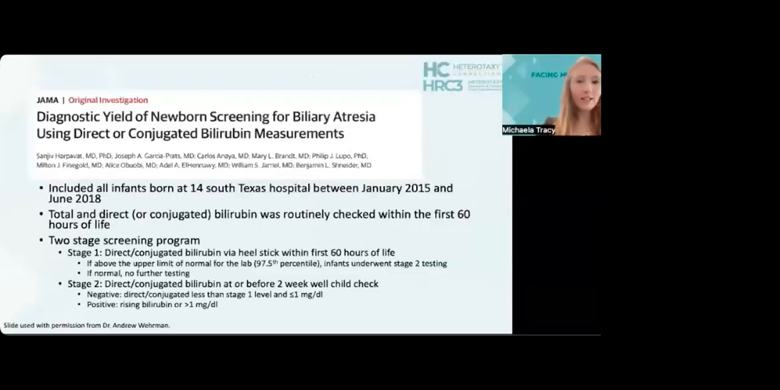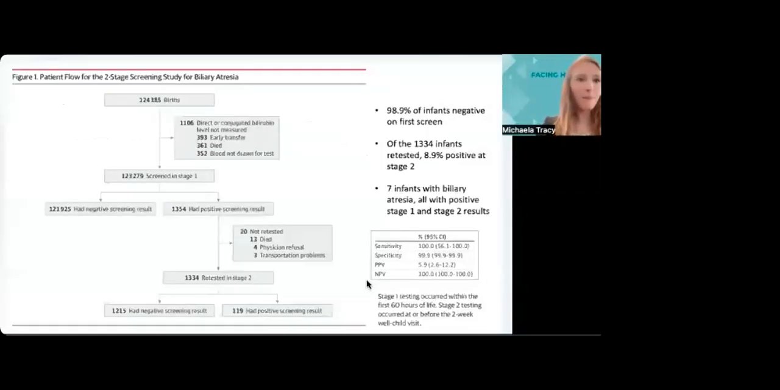There has been a large study that took place in South Texas between 2015 and 2018, where every newborn was screened within the first 60 hours of life with a heel stick for both their total and direct bilirubin. If things were normal in the first 60 hours of life, they were not followed again. If they were abnormal, they had a repeat check at their two-week well child check. And this is just a schematic of what happened.